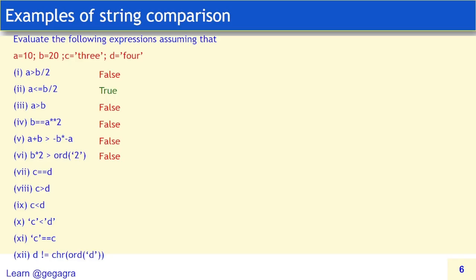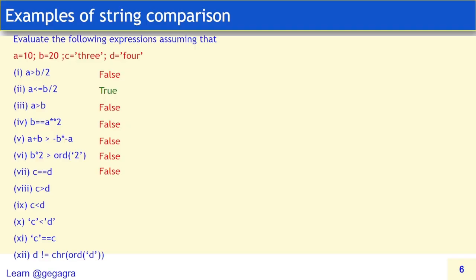Now c is equal to d. Observe, c is a string and d is also a string. In this case, when you compare these strings, the Unicode or ASCII value of 3 is below the ASCII value of 4, and that is why c and d are not equal, so this gives a false result.